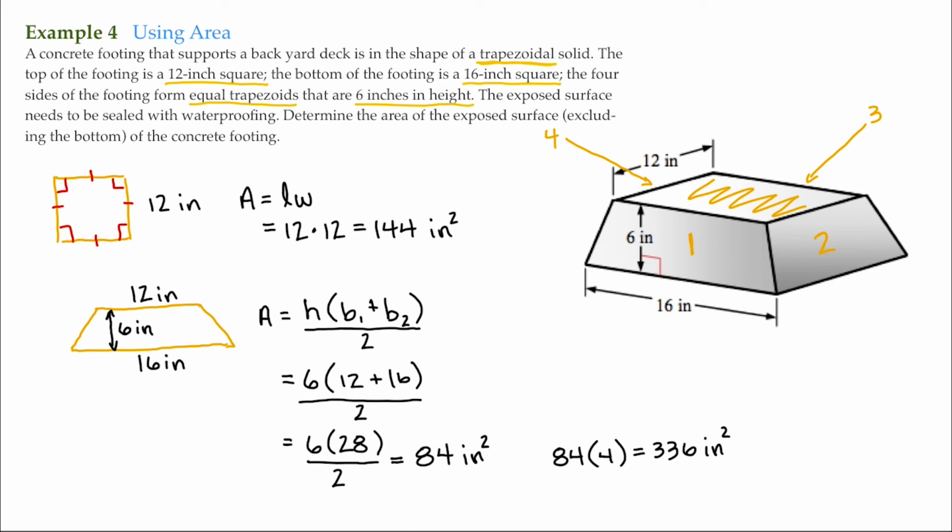So since I want the entire exposed surface except for the bottom, excluding the bottom, that means I add up the 4 sides, which comes out to be a total of 336 square inches. And I add that to the top, which is 144 square inches. So we'll just do that. We'll add those two together, 336 plus 144. That's equal to 480 square inches. And I think we got it.